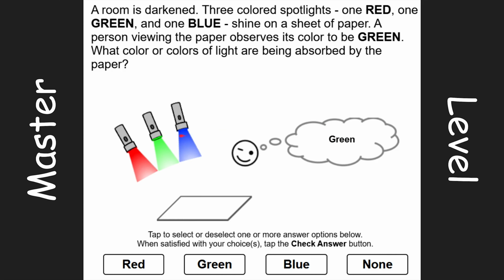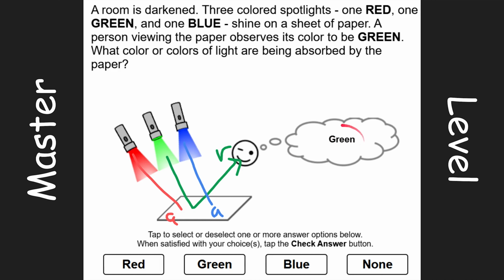Well, we know that you only see green when only green gets to you, so that means green is reflected. Since we know red doesn't get to the person's eyes, it must be absorbed by the material, and blue, since we know it doesn't get to the person's eyes, must also be absorbed. So since this question is asking what colors of light are being absorbed by the paper, well, red and blue must have been absorbed if green was the only thing making it to this person's eye.